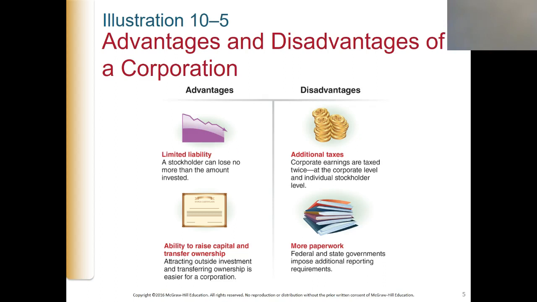Also, it's somewhat easy to raise capital and transfer ownership. You sell more shares of stock, you can sell your stock to someone else. So the transfer of ownership is very, very simple. For disadvantages, we do have additional taxes. There is a corporate tax level, and then when the after-tax dollars are paid out in the form of dividends, those same profits are taxed again. So some people call this double taxation. Also, there's more paperwork involved when you have a corporation, setting it up and running it, and also trying to dispose of it.